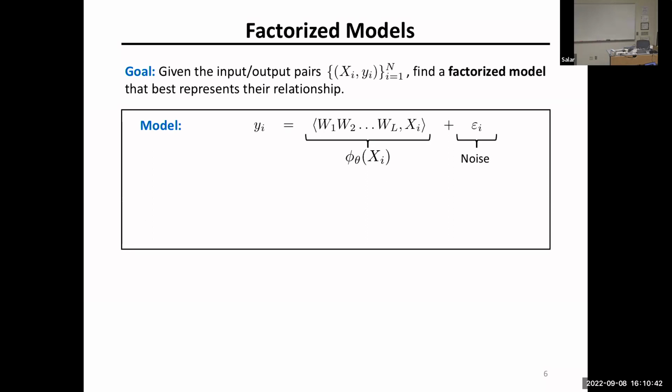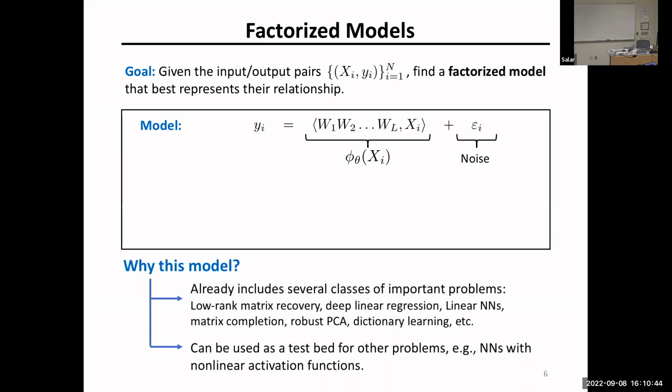Why do we consider this? Well, the first reason is that it already includes several very well-known optimization problems in machine learning. For example, low-rank matrix recovery, deep linear regression, deep neural networks, matrix completion, robust PCA, and so forth. And the other reason is that we actually can use this as a test bed to analyze more general nonlinear neural networks, such as maybe neural networks with ReLU activation functions.